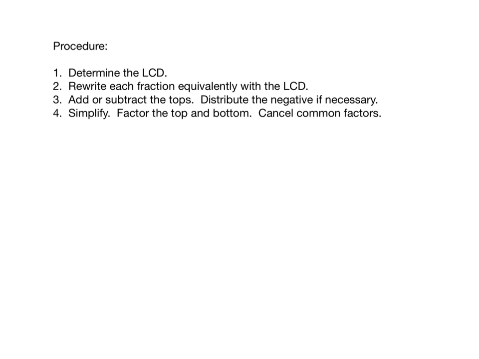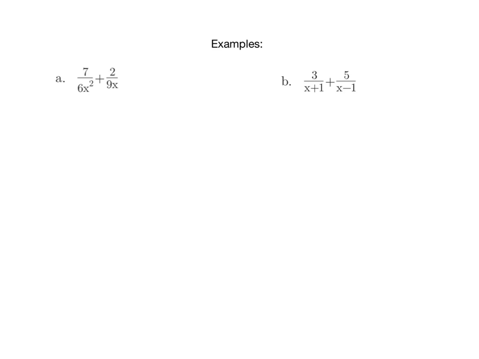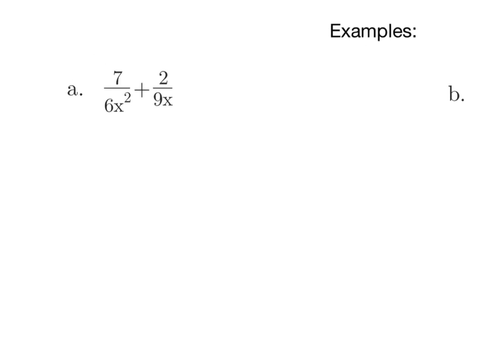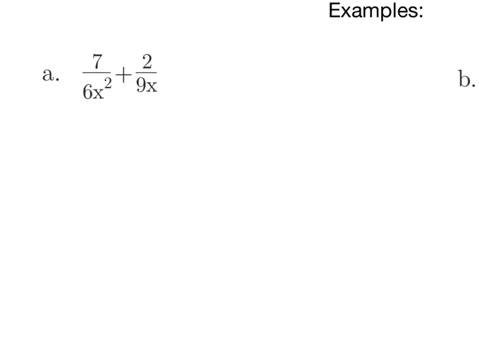All right, so let's go ahead and look at some examples. Example A, we have 7 over 6x squared plus 2 over 9x. So the first thing I want to know is what is my LCD? So let's start with the numbers. The LCD for 6 and 9 is 18. 18 is divisible by 6 and it is divisible by 9.